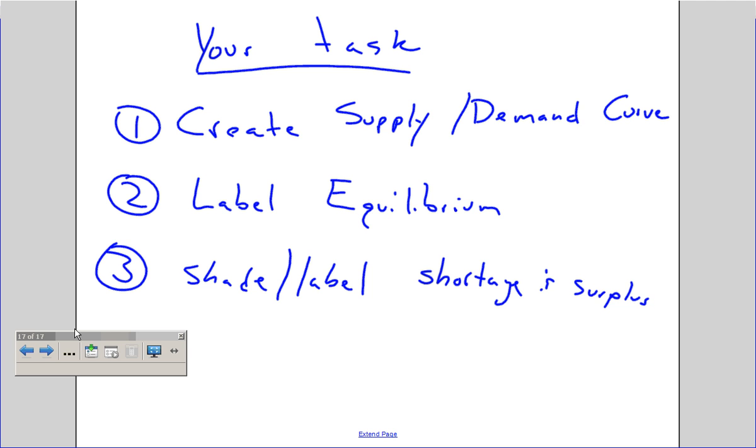So if you were not in school today, which is Thursday, you can take a look at the practice quiz. Tomorrow, Friday in class, we will be taking the quiz on creating the supply and demand chart, finding the equilibrium, labeling and shading in the shortage and surplus. If you can do those things, you're pretty well set.